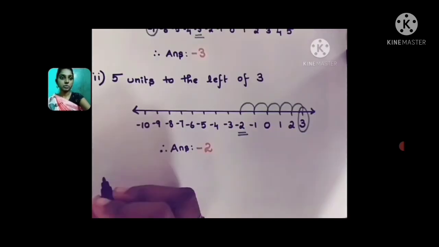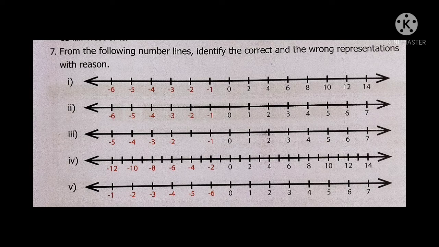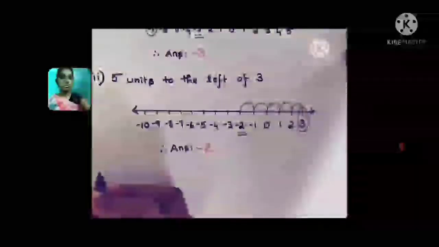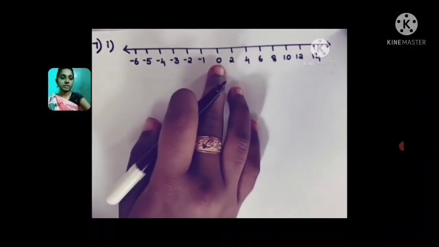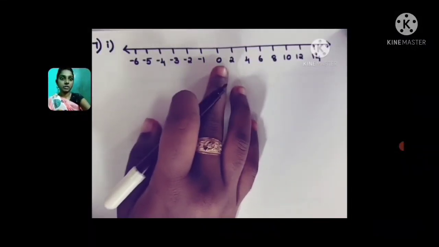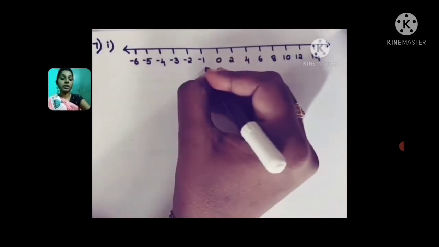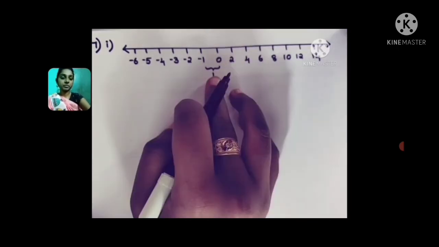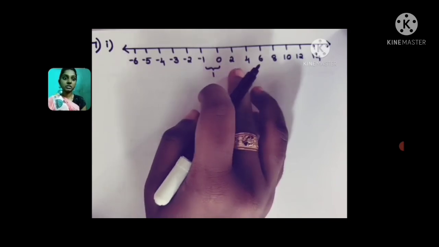Now, let us move on to the 7th question. From the following number lines, identify the correct and wrong representations with reason. The first subdivision given to us is this number line. See this number line clearly. We have 0 at the center. To the left of 0 we have -1 and to the right of 0 we have 2.